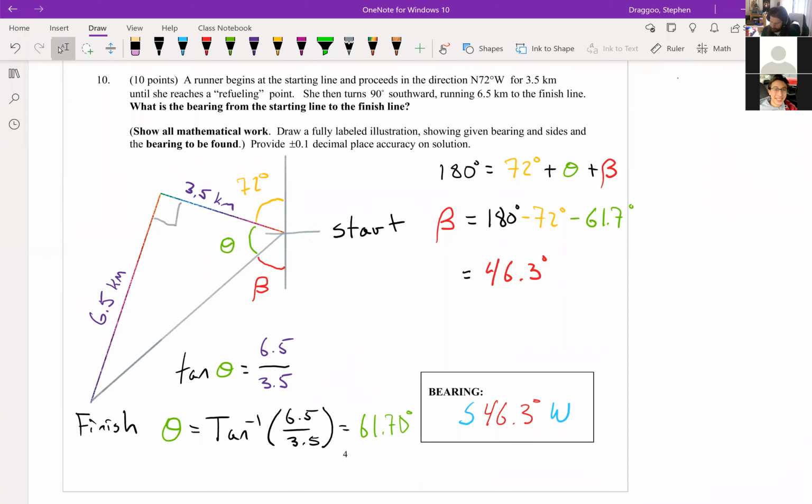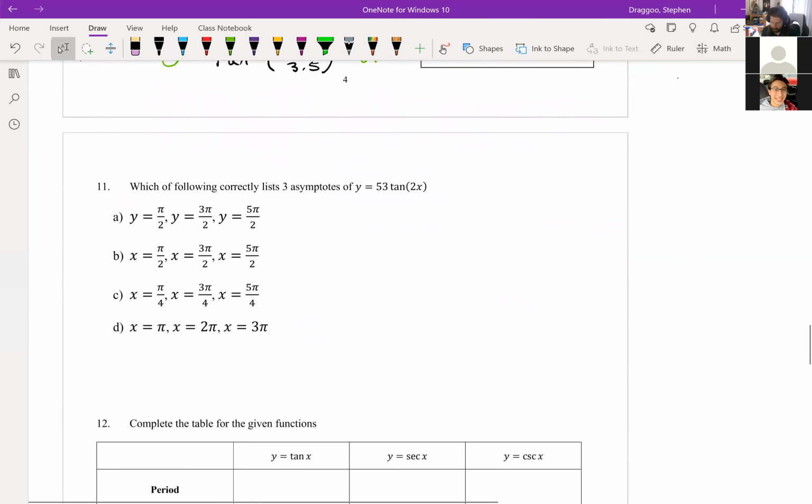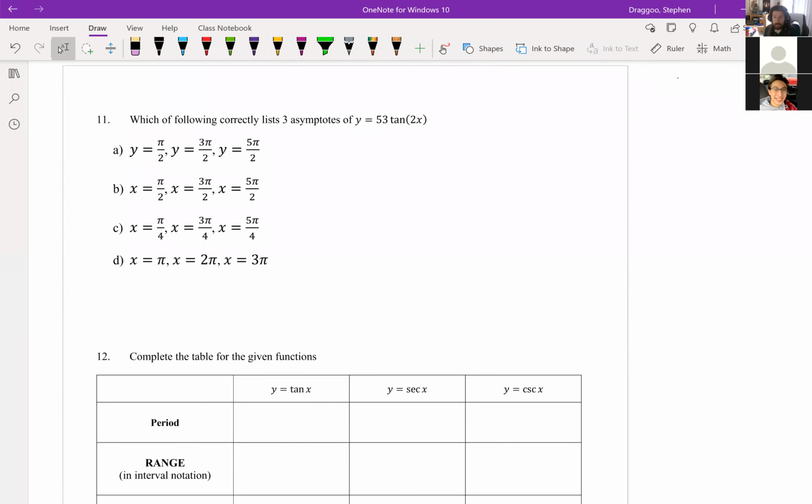All right. Let's take that to the next problem. Which of the following correctly lists three asymptotes of y equals 53 tangent of 2x?